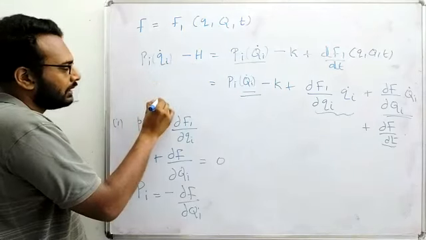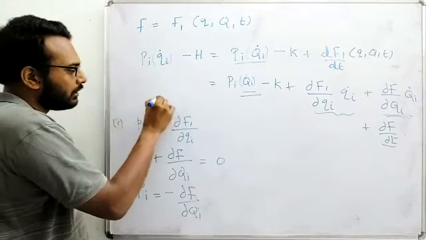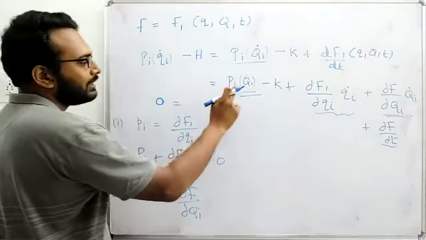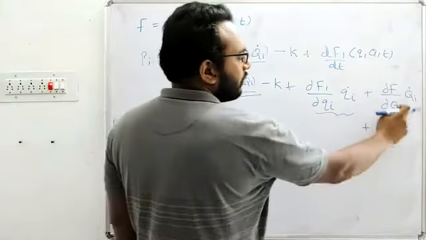Right? Okay. So the coefficient of capital Qi dot on the left is 0. On the right it is Pi plus dou F by dou Qi.